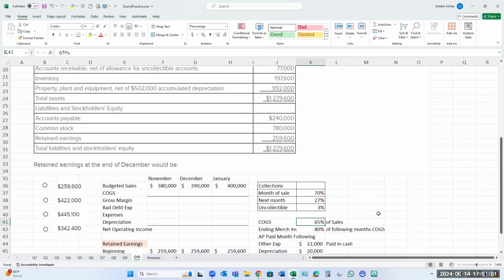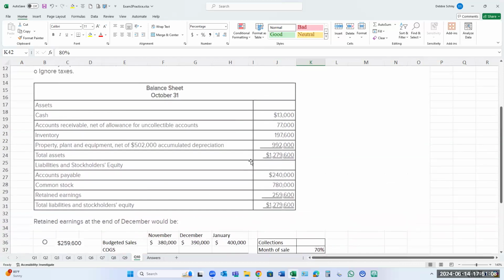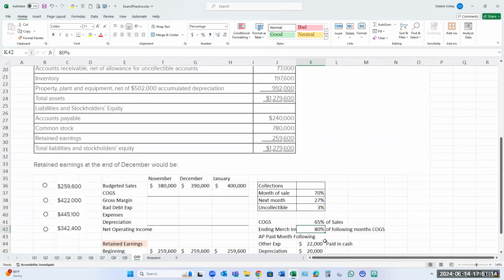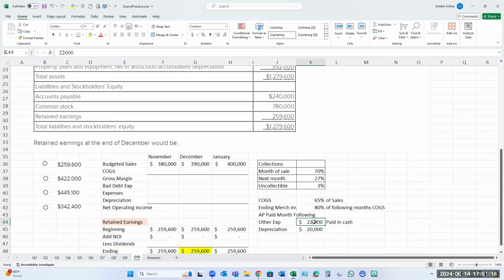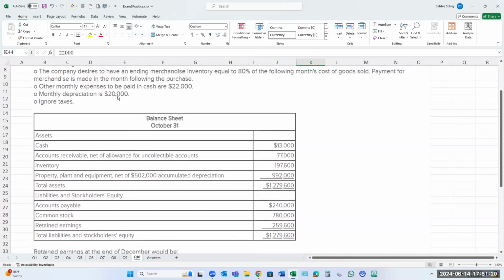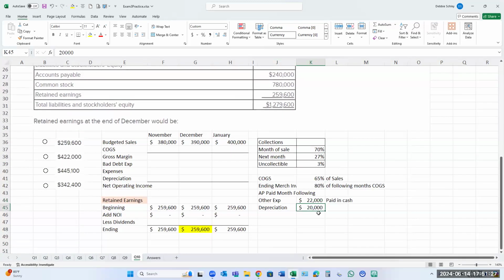So ending merchandise 80%, and accounts payable is paid the month following. Other monthly expenses to be paid in cash are $22,000. There's my other expenses paid in cash. And finally, monthly depreciation is $20,000, and we are ignoring taxes.